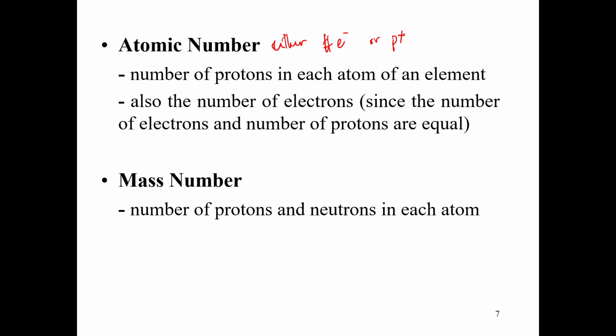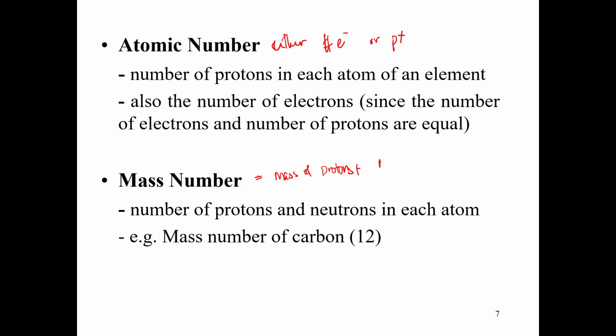The mass number is the mass of protons and neutrons in each atom. Take, for example, the mass number of carbon, which is 12. So mass number equals mass of protons plus mass of neutrons. Please take note that mass number is also called your molar mass in higher chemistries.